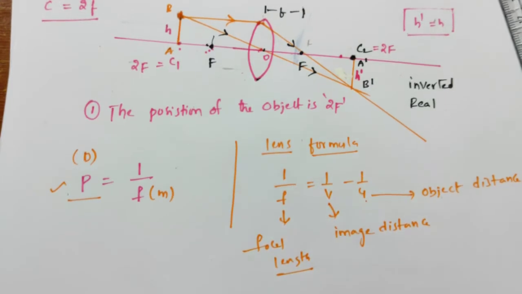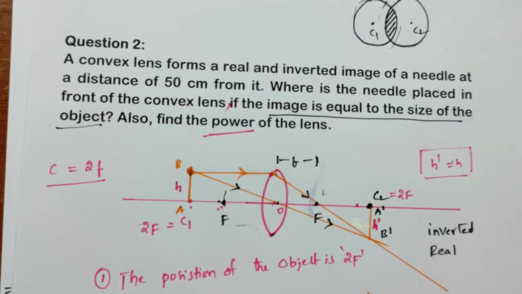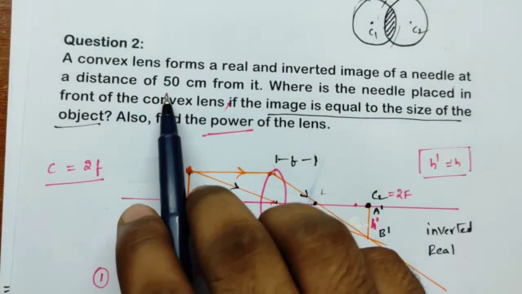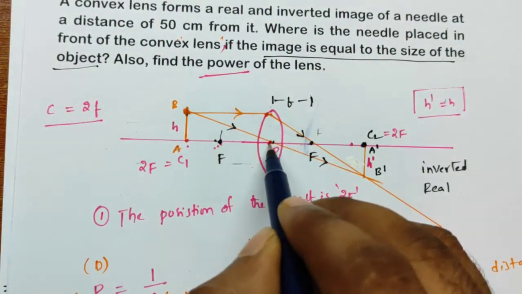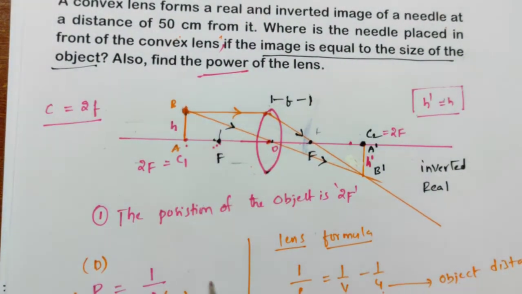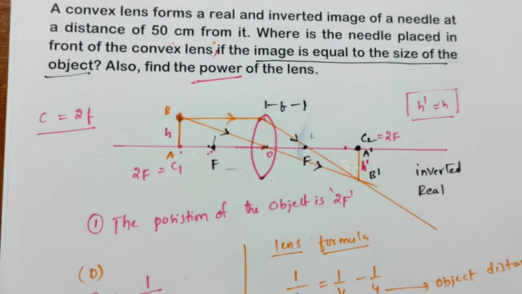Okay, this is it. What is given, and what should we find? In the question itself, they have given that the needle is placed at a distance of 50 centimeters from the optic center. Should we take plus 50 centimeters or minus 50 centimeters? That is a big question here.